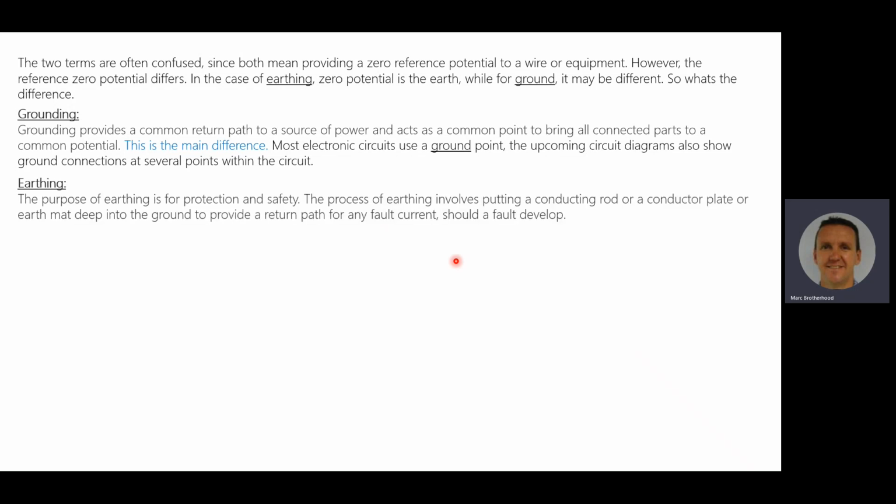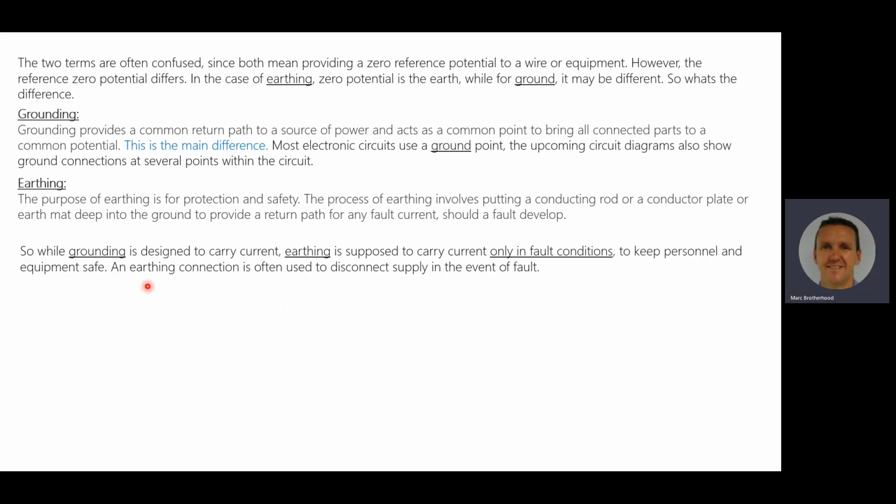So earthing. The purpose of earthing is for protection and safety. The process of earthing involves putting a conducting rod or a conductor plate or earth mat deep into the ground to provide a return path for any fault current should a fault develop.